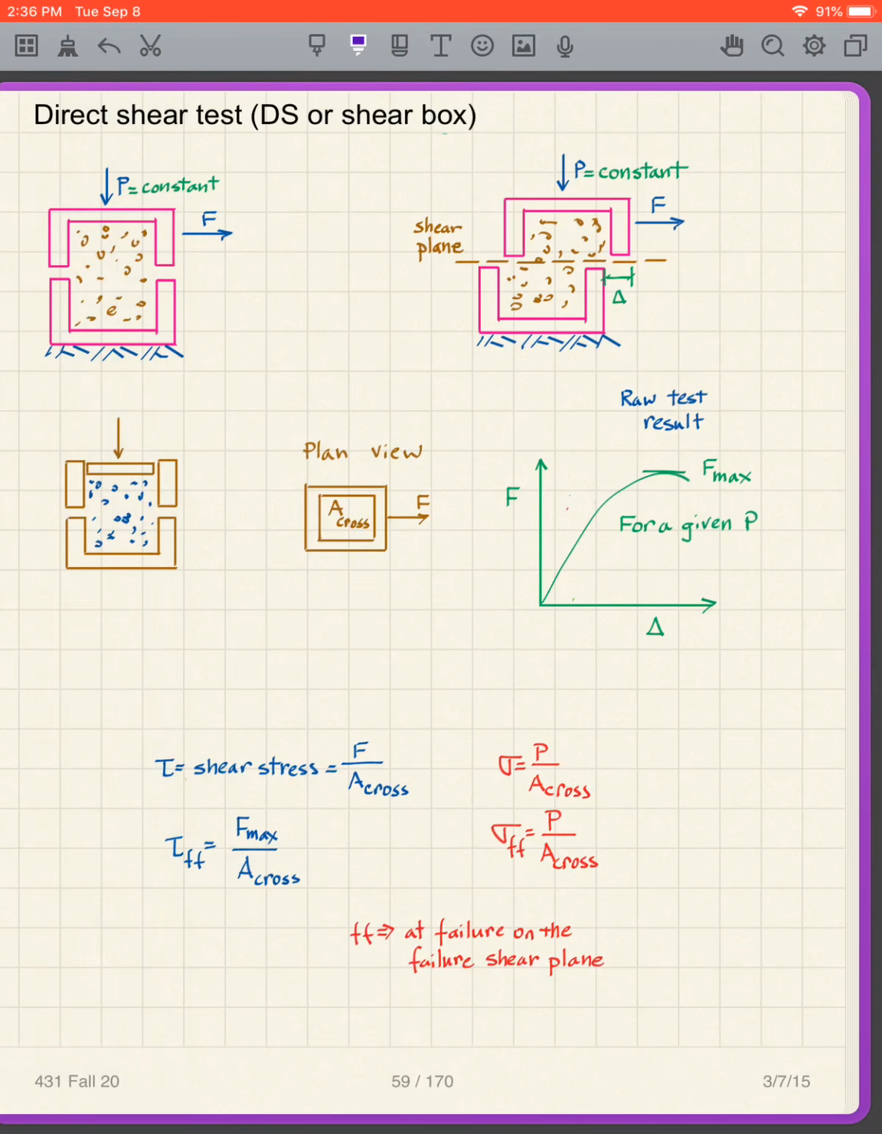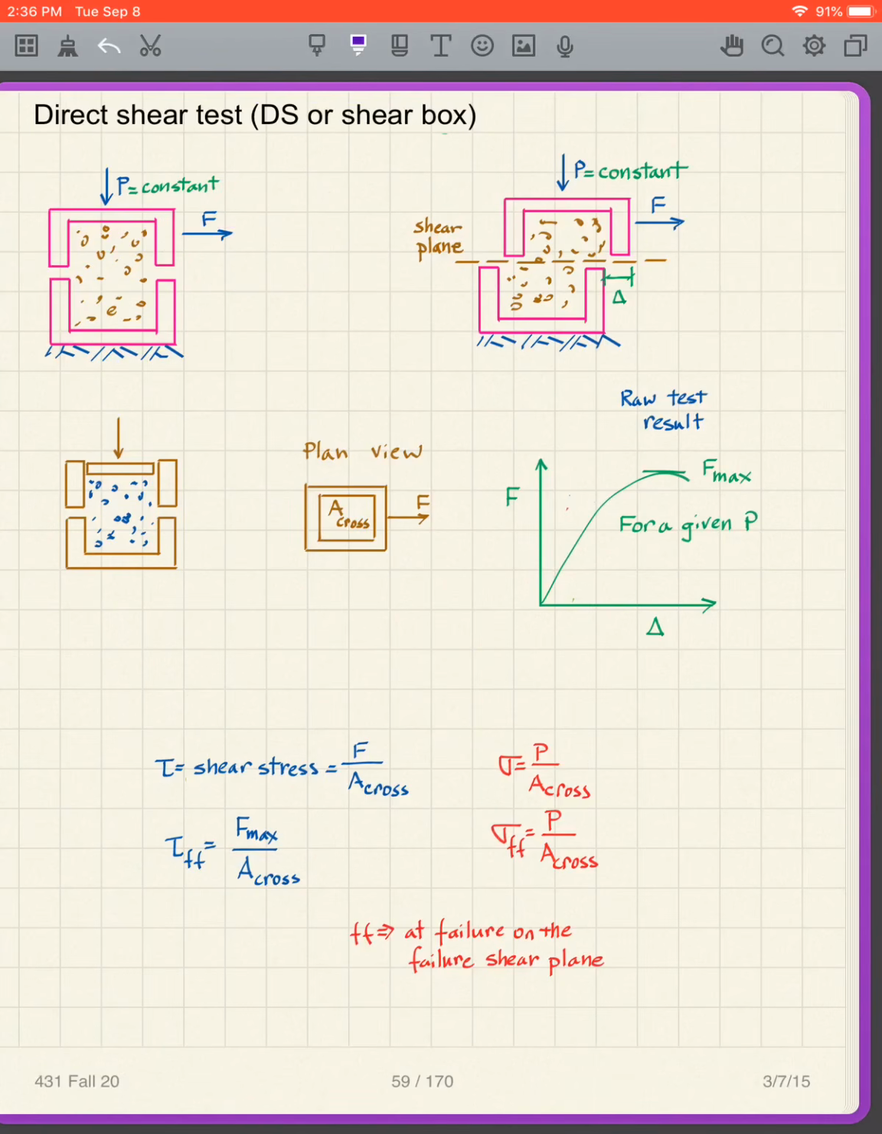We talked about the direct shear test, or shear box, and just as a refresher, this is what it looks like. We have a top half of the box, a bottom half of the box, and in between there is a gap between the top half and the bottom half of the box. We apply a vertical load, which is constant. We hold that constant through the test. We apply a horizontal load, and we increase that horizontal load until we get failure.